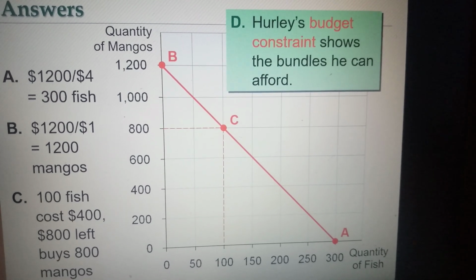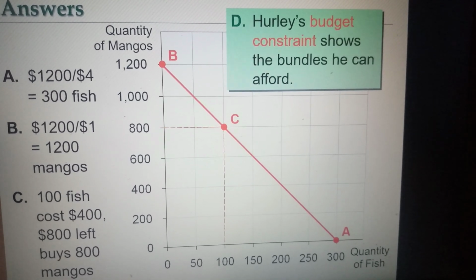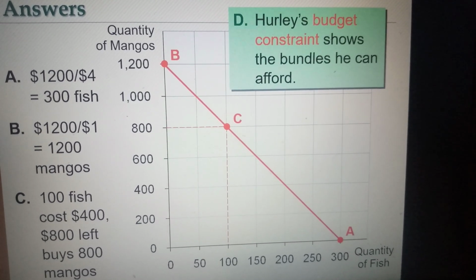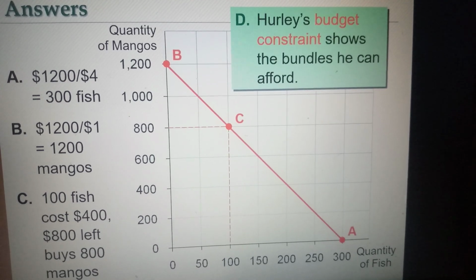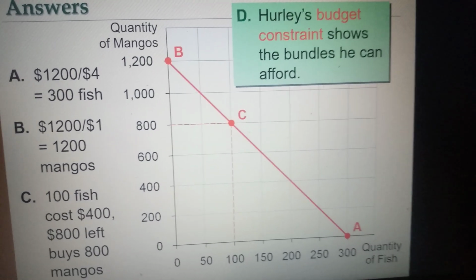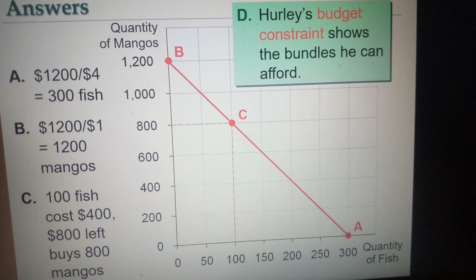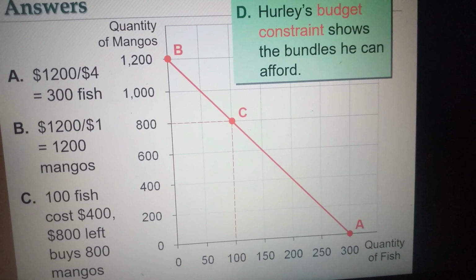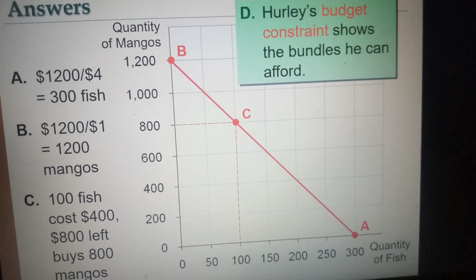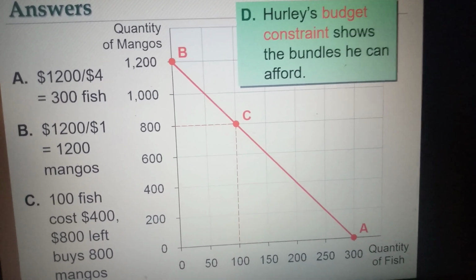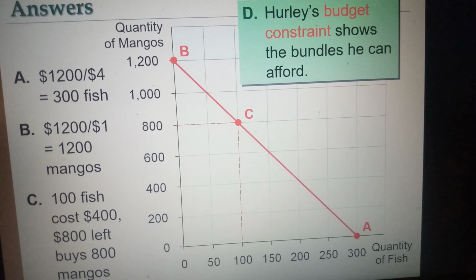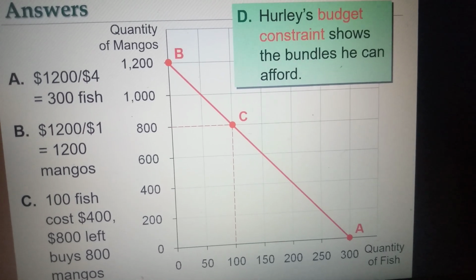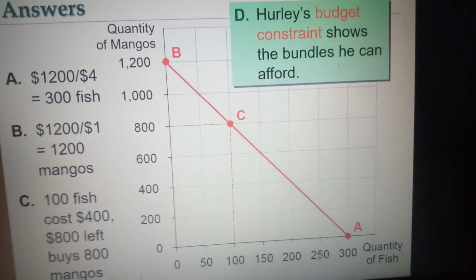So when you join A and B, you're going to get a straight line moving from B to A. That is a downward slope. Then when he had 100 fish, he used the money to buy 100 fish. The money left to buy the mangoes was 800. So he also had 800 mangoes over there when he had 100 fish.